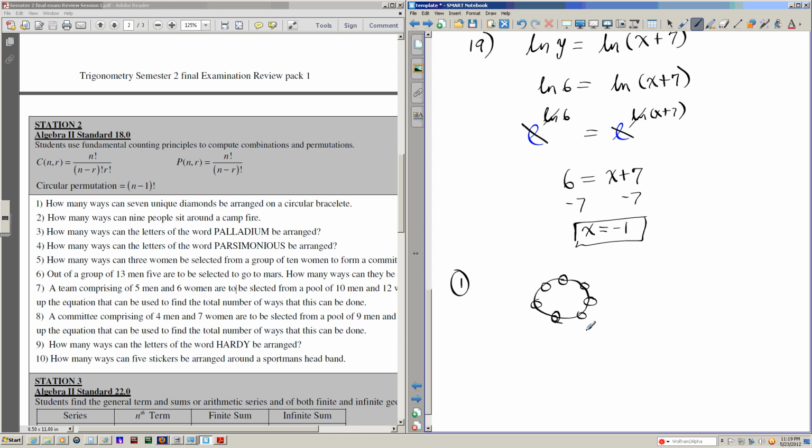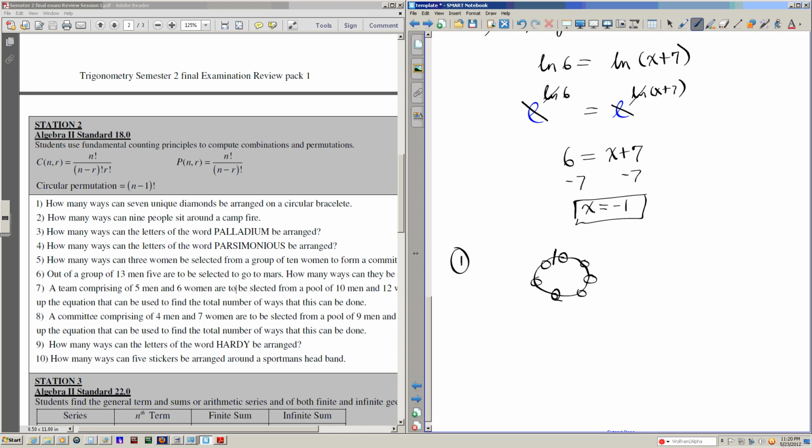This is a circular permutation type problem. So we're going to use the formula n minus 1 factorial because one of them has to stay fixed, and then the others, you get to move them around. How many diamonds are you arranging? N is 7. So the answer is going to be 7 minus 1 factorial. 7 minus 1 factorial is going to be, I'm sorry, 6 factorial.